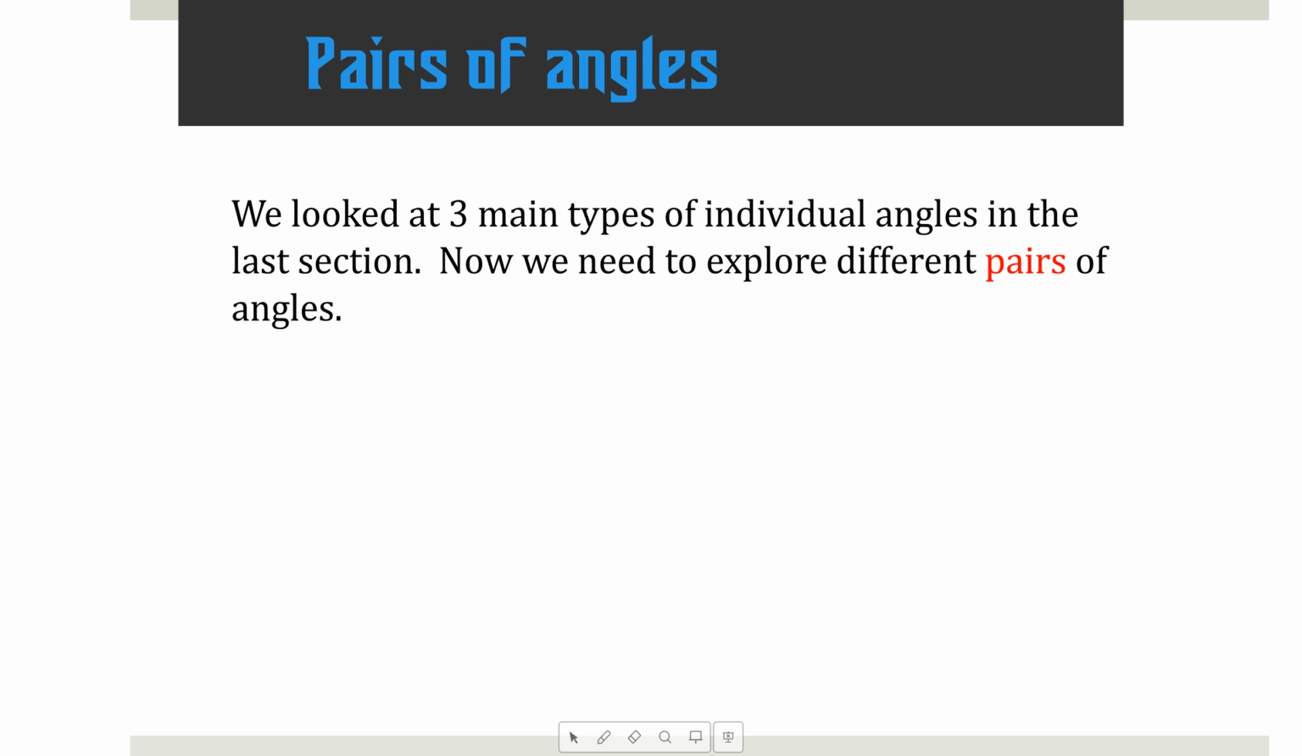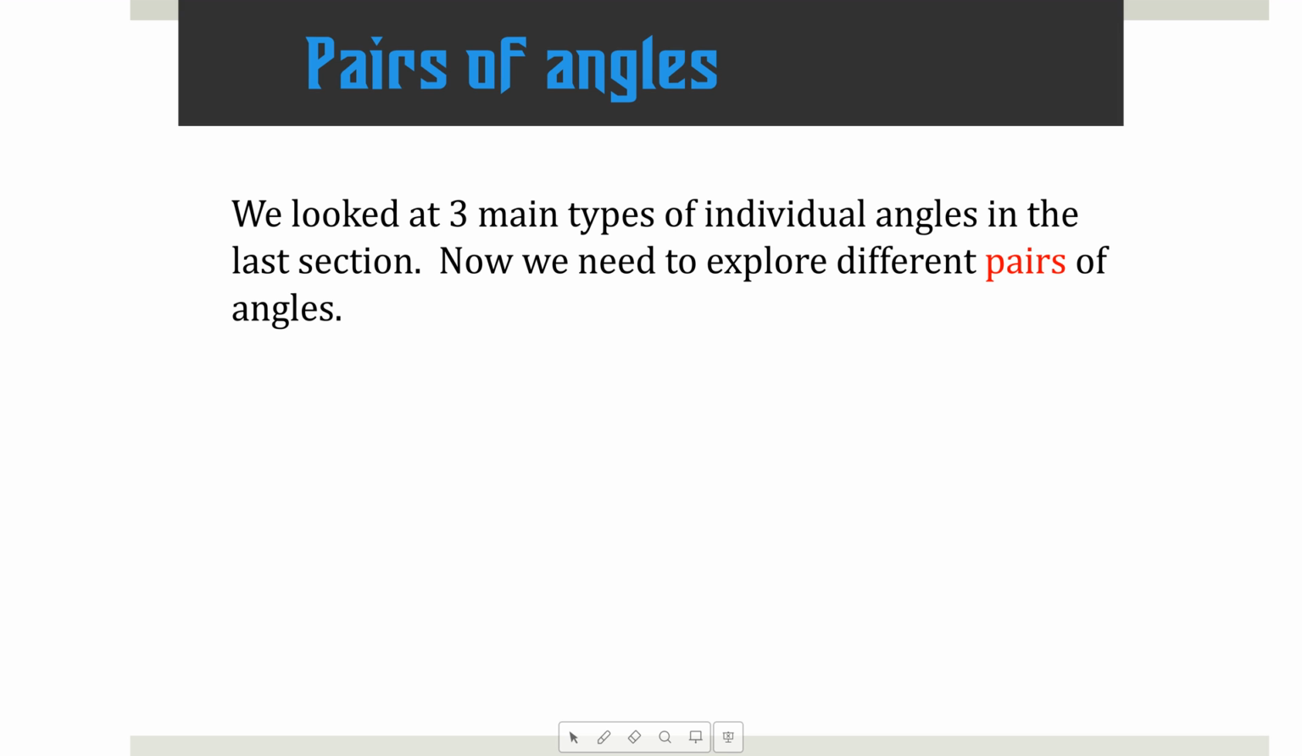Yesterday, we talked about 3 different types of angles, individual angles. What were they? Right, obtuse and acute. And a right angle was? An angle that has 90 degrees. Good. Acute was? An angle that's less than 90 degrees.